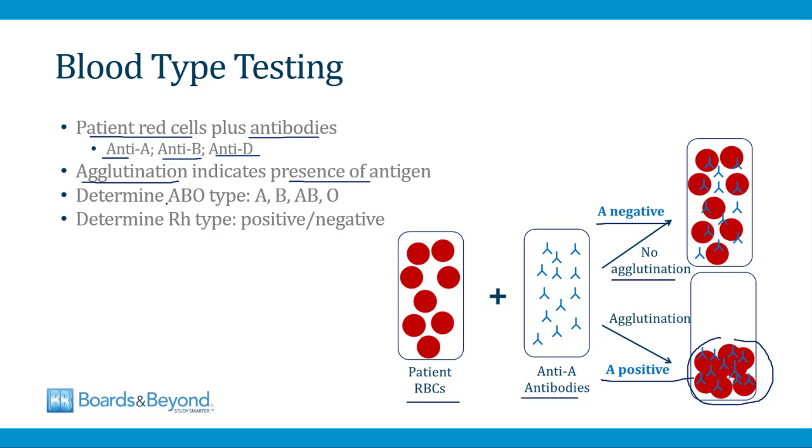And so you can use anti-A and anti-B antibodies to determine the patient's ABO blood type, whether they are type A, type B, type AB, or type O. And then you can use anti-D antibodies to determine the Rh type, whether the patient is Rh negative or Rh positive.